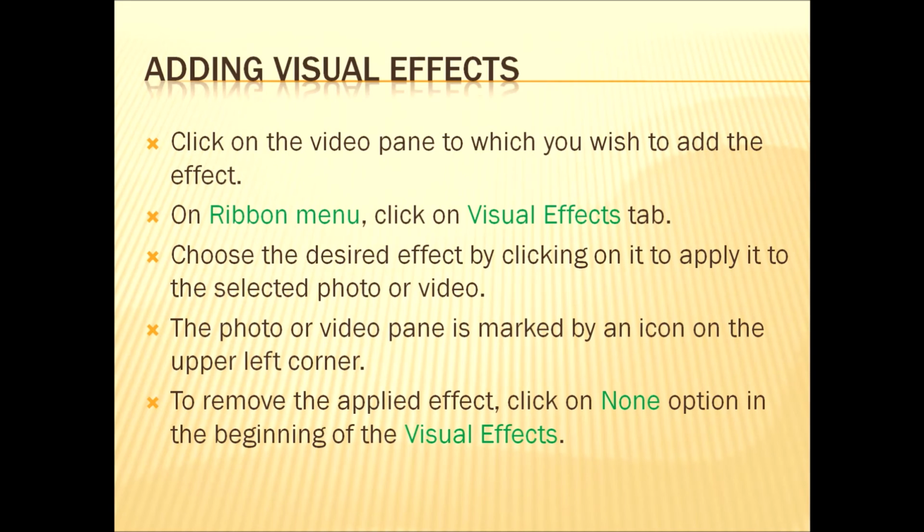Understood? Now we are going to add visual effects to our photos or video. For that, these are the steps that we have to follow. Click on the video pane to which you wish to add the effect. Click on the video, then on the ribbon menu, click on the Visual Effects tab. Then choose the desired effect by clicking it to apply it to the selected photo or video.